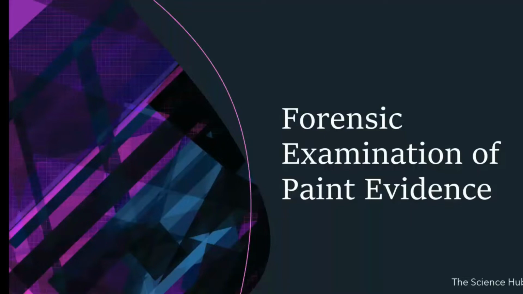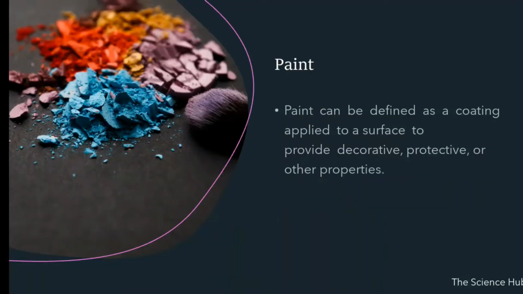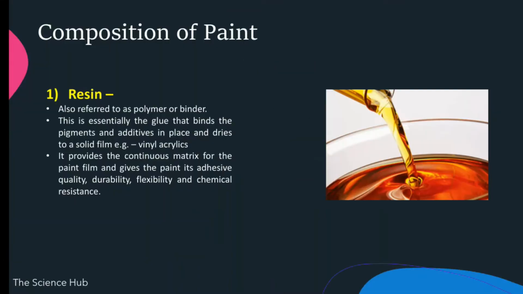Today we are going to discuss paint. Today's session includes what paint is, its composition, its collection and preservation, and further the examination techniques. Paint can be defined as a coating that is applied to a surface to provide decorative, protective and other properties. The composition of paint mainly includes resin, pigment, additives and solvent.